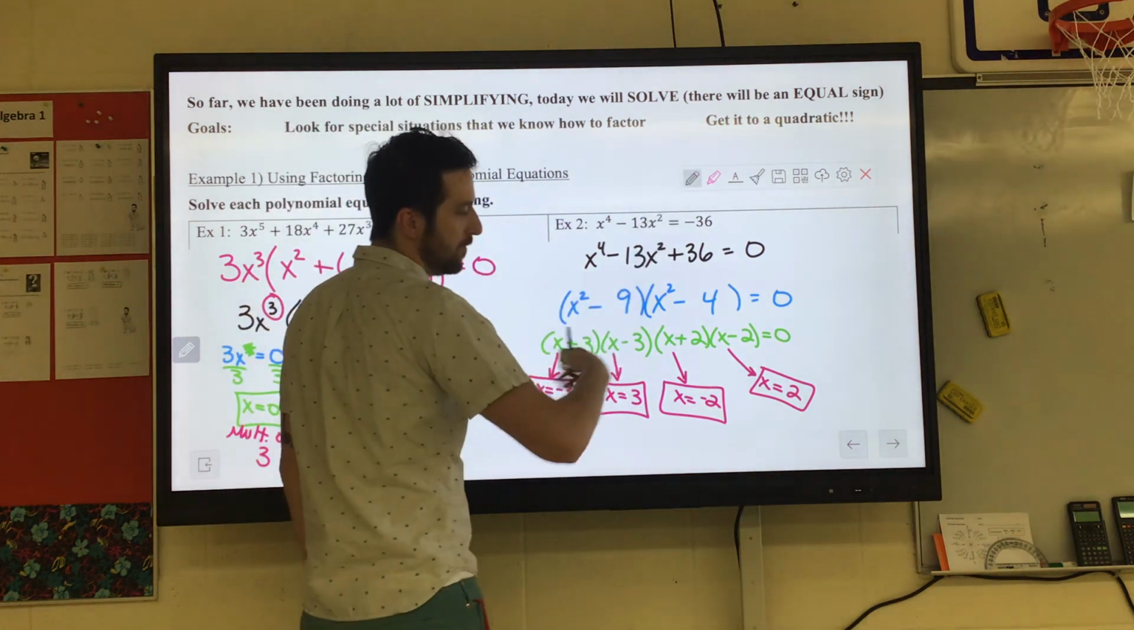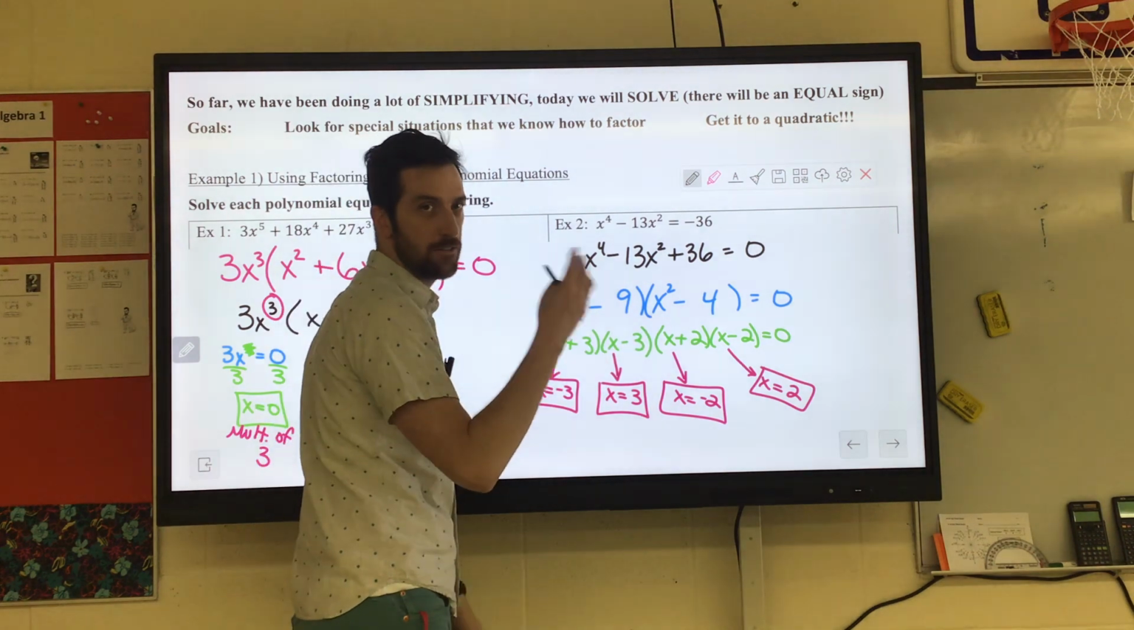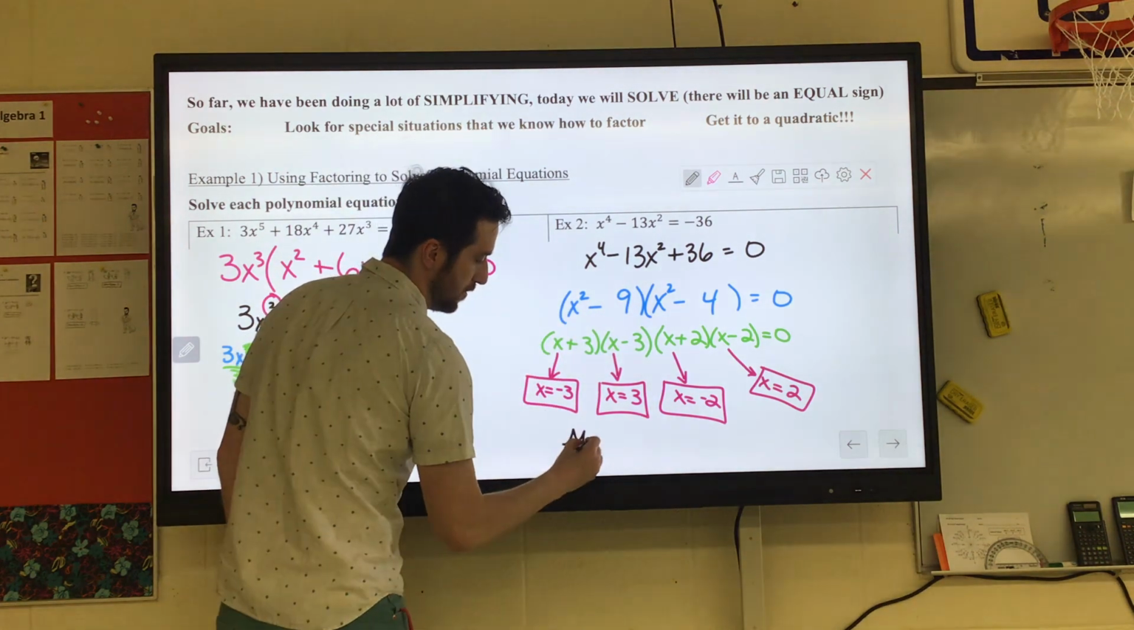And again, all of these, nothing had something squared or to the third, so they all have a multiplicity of 1.